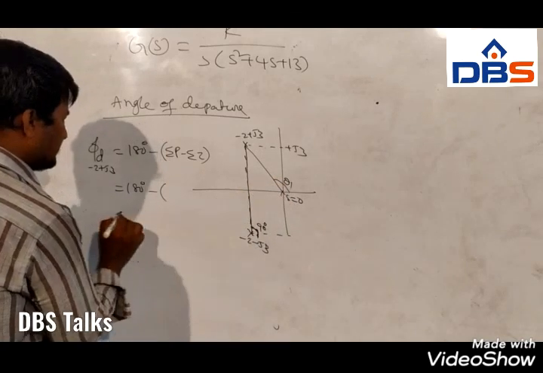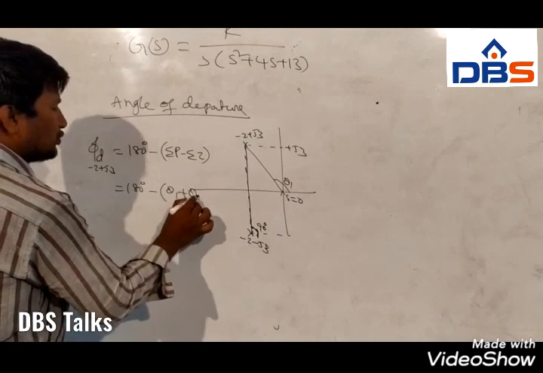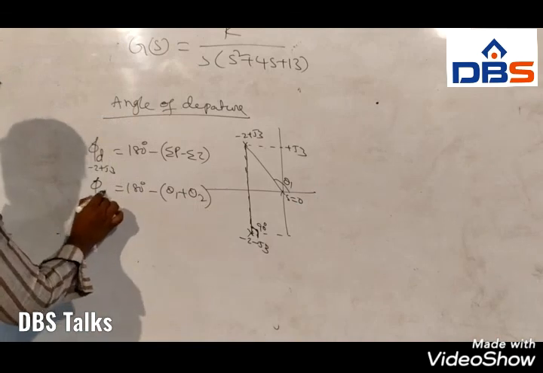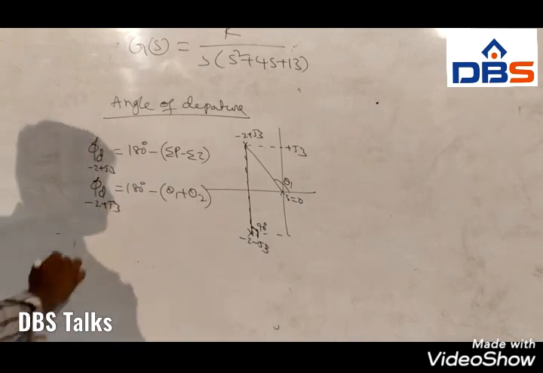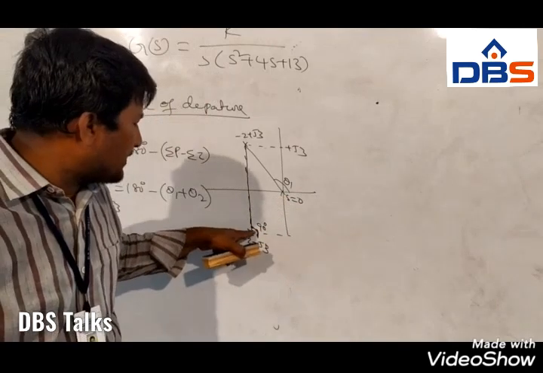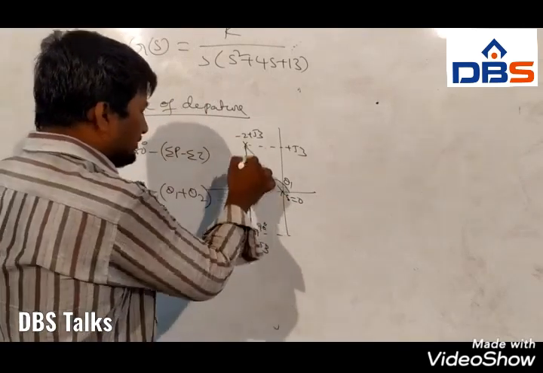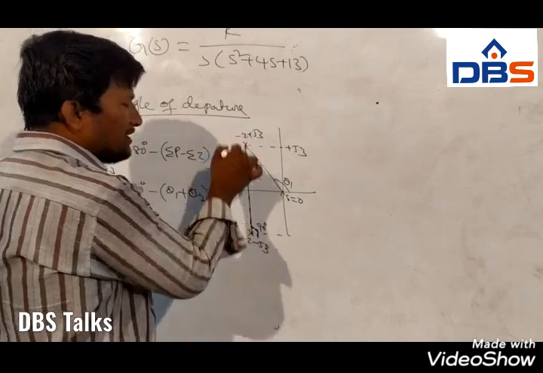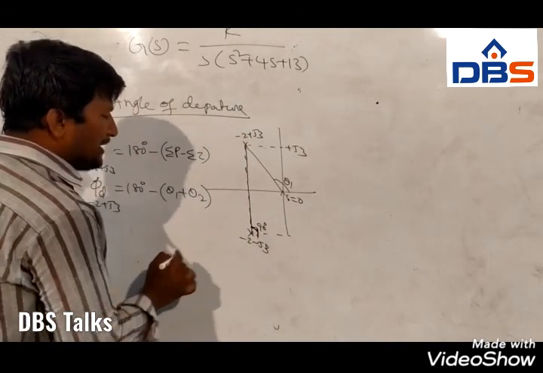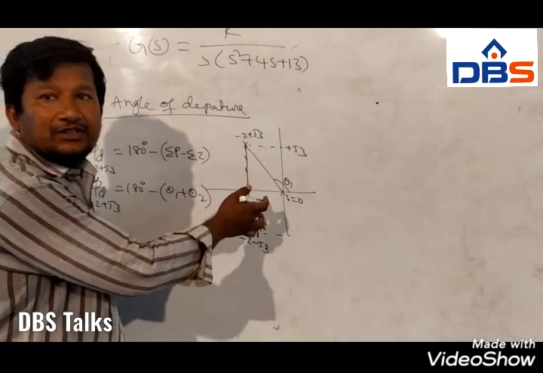Theta 2 is always 90 degrees. So theta 1 plus theta 2, you have to calculate theta 1 plus theta 2, that is the angle of departure of -2 plus j3. Theta 2 is already 90 degrees because this pole and this pole are always parallel, that is exactly 90 degrees. Theta 2 is equal to 90 degrees. Now calculating theta 1.